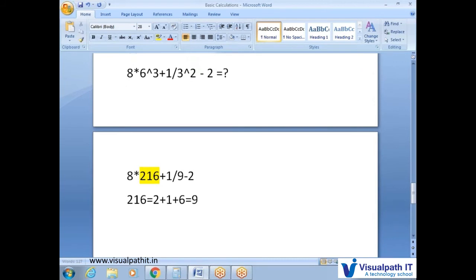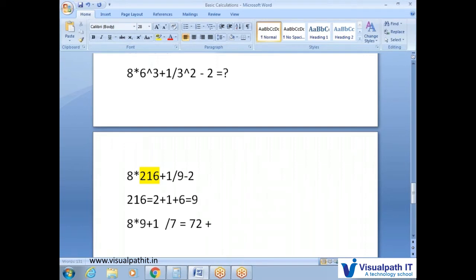So 8 into 9 plus 1, divided by 9 minus 2. What is the answer? 7. Okay. 8 into 9 means 72. 72 means again a double digit number. Double digit means converting into a single digit. 7 plus 2 is 9. Clear all of you?